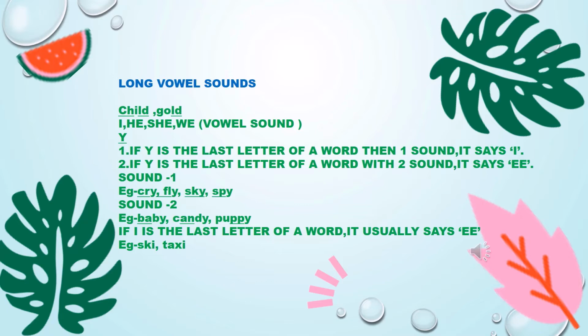If Y is at the last letter of a word, then the sound will be I. For example, cry, fly, sky, spy. If Y is at the last letter of the word with two sounds, it will say E. Like for example, baby, candy, puppy. If I is at the last letter of the word, it will usually say E. For example, taxi.